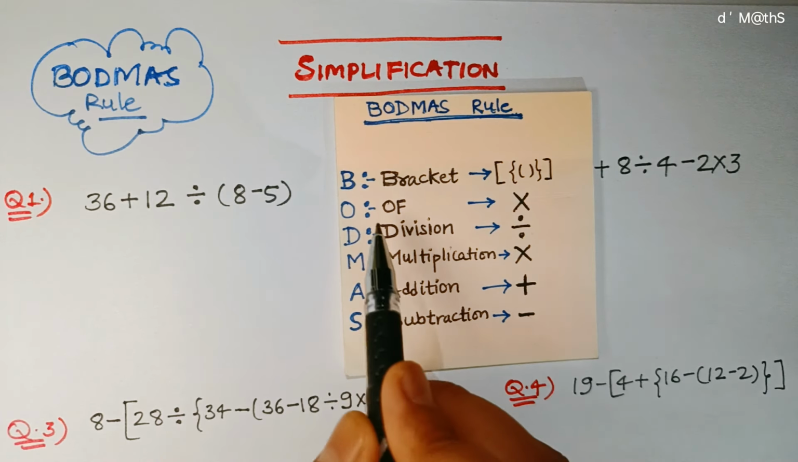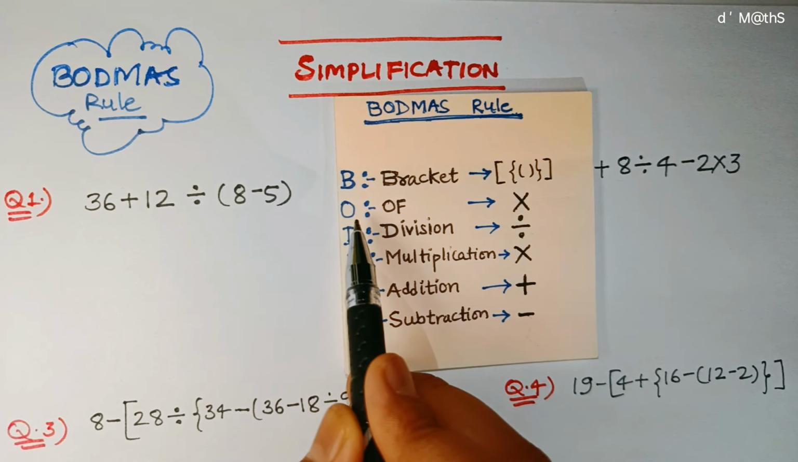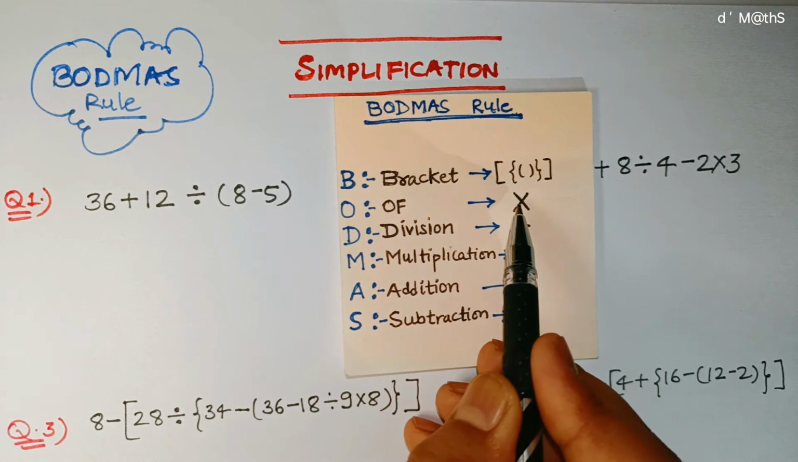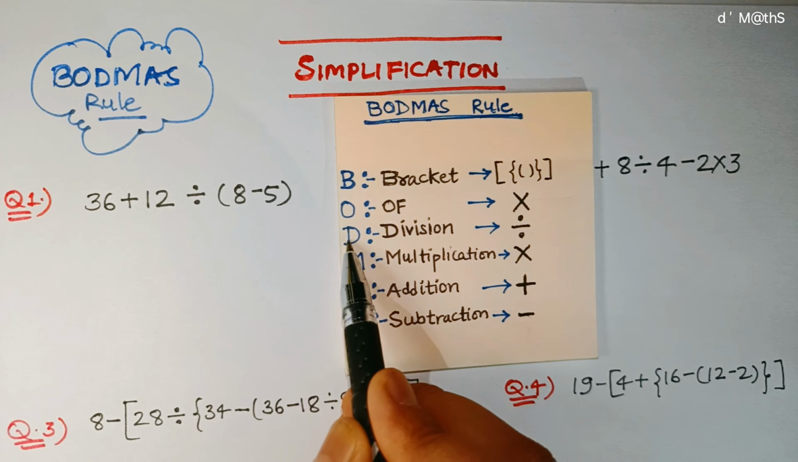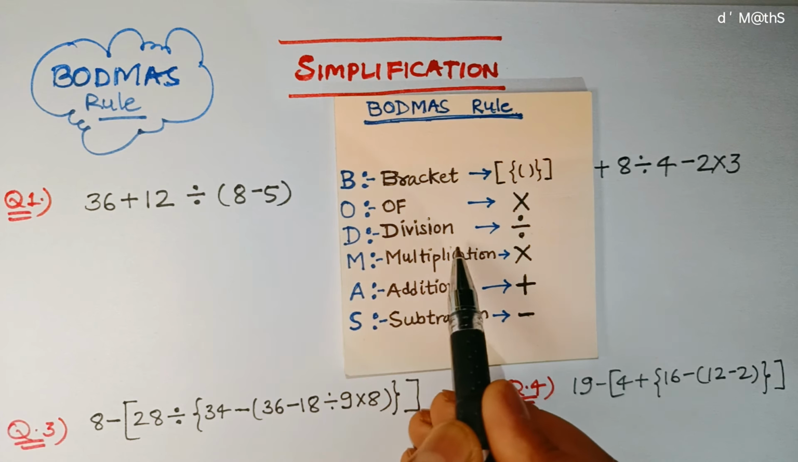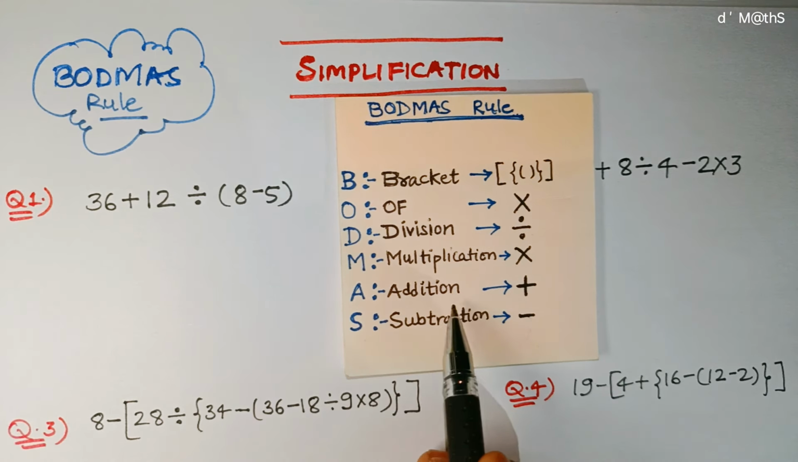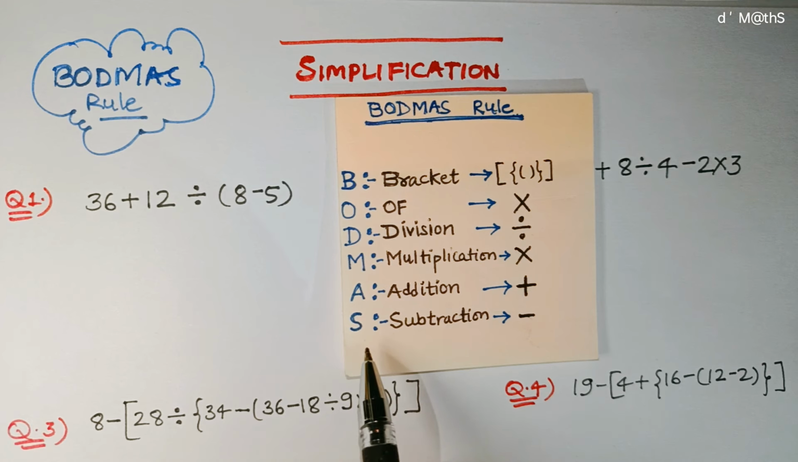The next term is O, which means of. The second operation you have to do in a question is O, and of means multiplication. So where it is written of, you simply multiply the things. Then the third operation is division. Later, M means multiplication, then A means addition, then S means subtraction. So consequently you have to do all these operations in a question, depending on which sign is used.